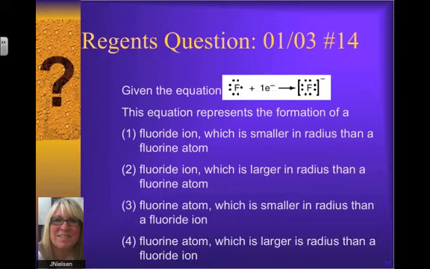Given the equation, what's happening here? Well, you can see fluorine has 7 valence electrons. When it gains an electron, it becomes a fluoride ion with a -1 charge. It gained, and when you gain, you get bigger. So a fluoride ion is larger in radius than a fluorine atom.